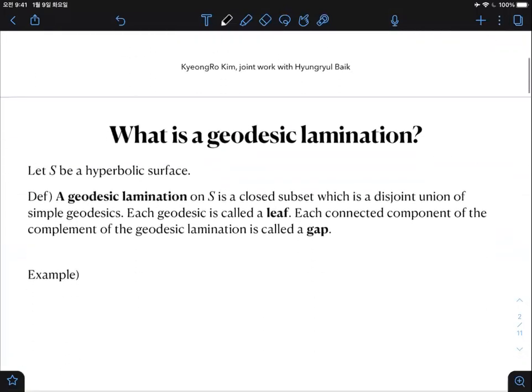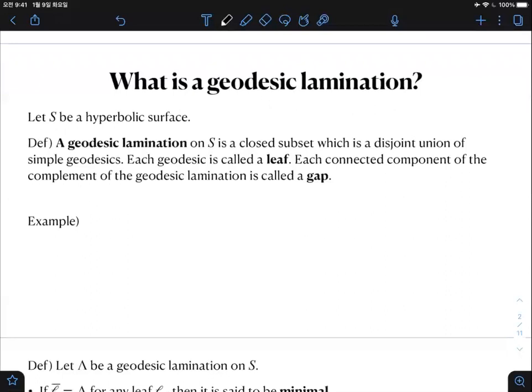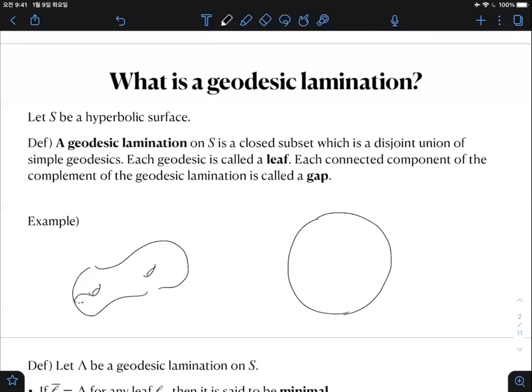First, let's begin with the definition of geodesic lamination. Let S be a hyperbolic surface, for example, a genus 2 surface. A geodesic lamination on the surface is a closed subset that is a disjoint union of simple geodesics, not simple closed, simple geodesics. For example, on the genus 2 surface, a disjoint union of simple closed geodesics is a geodesic lamination. And the Farey diagram on the hyperbolic plane, which is drawn like this, consists of infinitely many ideal triangles. So these are examples of geodesic laminations.